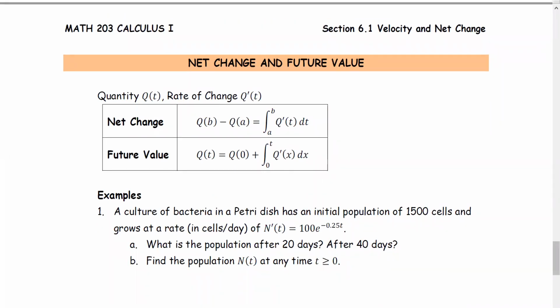Net change and future value. The net change is the difference between the quantity at b minus the quantity at a, or the definite integral from a to b of the rate of change of that quantity with respect to time. The future value of quantity Q at t equals Q at 0 plus the integral from 0 to t of Q prime dx.